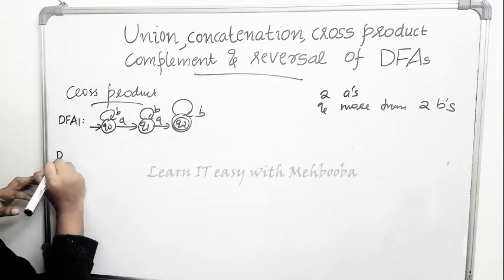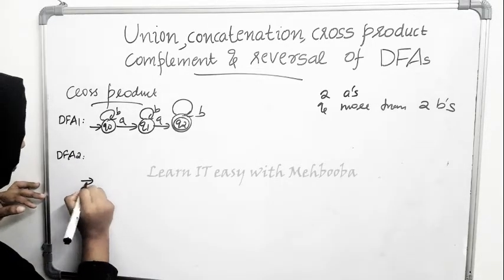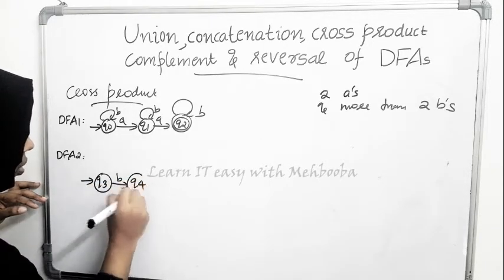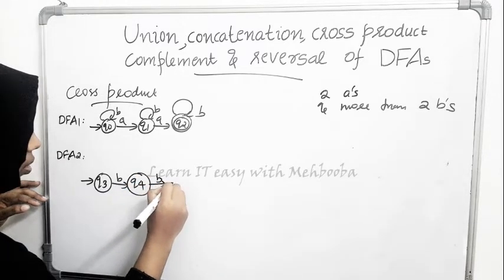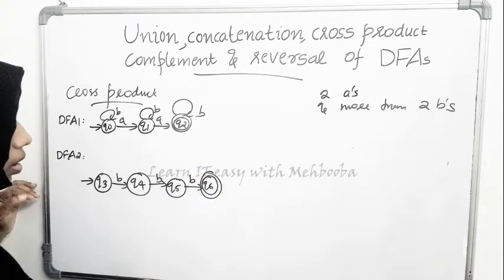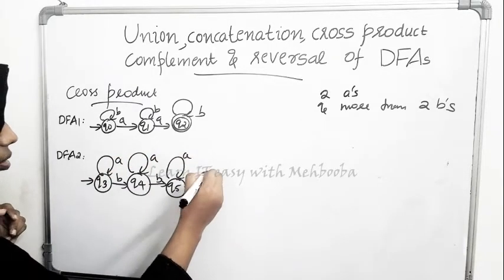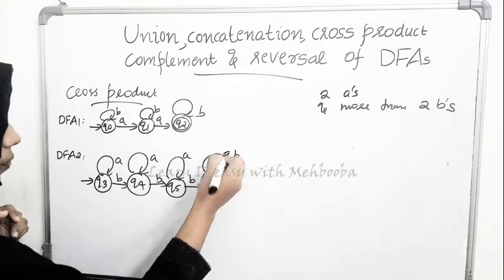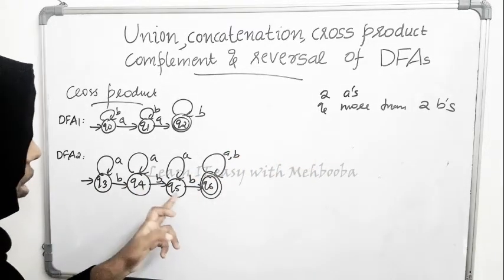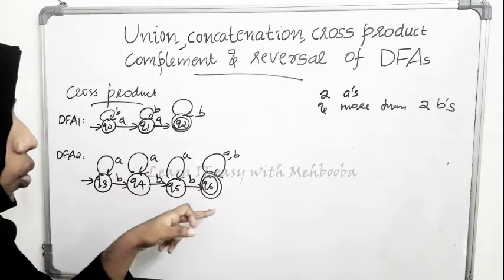Now DFA 2. More than 2 B's, so a minimum of 3 B's should be there. So B, Q4, B, Q5, B, Q6, because we need a minimum of 3 B's. Now we don't have any restrictions on the number of A's. We can have any number of A's and B's after this, because we need more than 2 B's, which means at least 3 B's should be there. Now more B's are fine. This is for exactly 2 A's. This is for more than 2 B's.